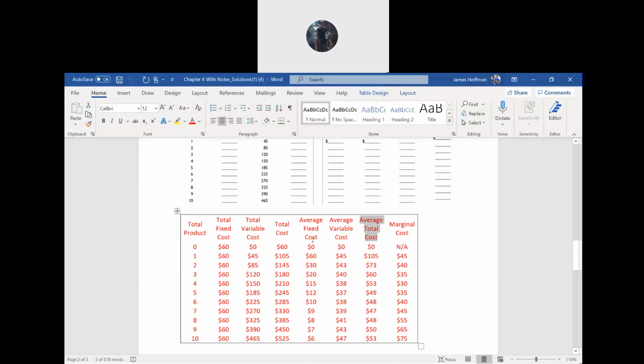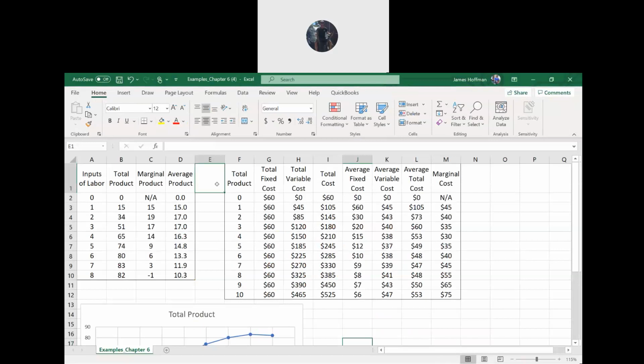Average total cost, you can either add these two things together, or you can take total cost and divide that by total product. And marginal cost, that is, every time you add one more product, what's the change in total cost? So going from 0 to 1, you go from 60 to 105, the change is 45. Going from 1 to 2, the change is 145 minus 105, which is 40. I did this all in Excel to see it a little bit easier. All we had to do is, we were given this stuff, and we had to calculate this stuff based on the formulas and definitions we had just learned.